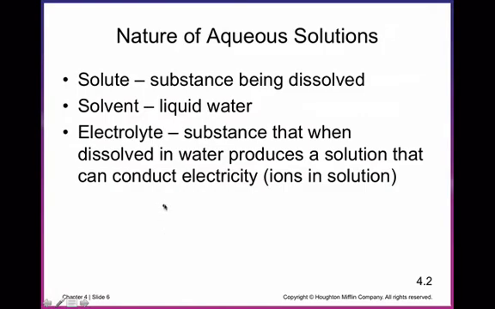All right. Some vocabulary you need to be aware of. Solute is just the substance being dissolved. Solvent is liquid water. So if we have salt water, the salt is the solute, the water would be the solvent. An electrolyte, in terms of aqueous solutions, is a substance that produces ions in solution, and it conducts electricity.